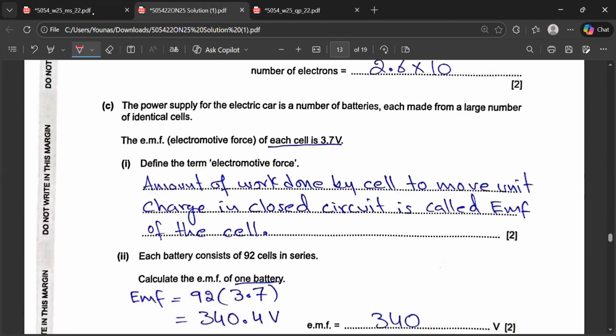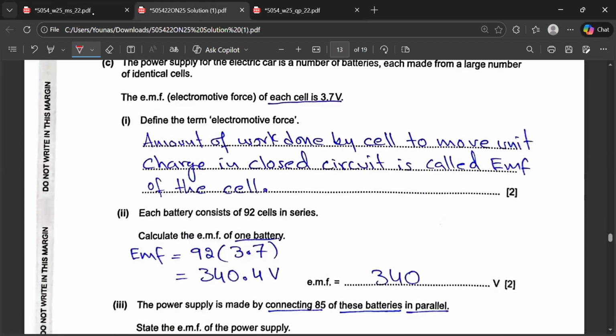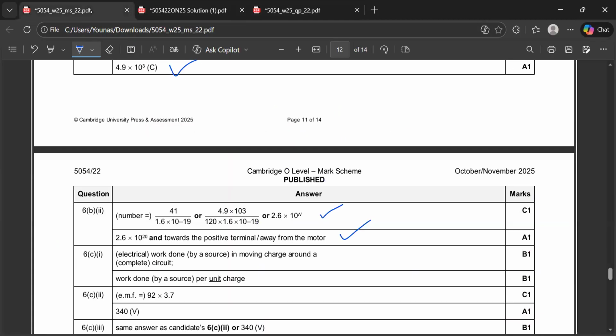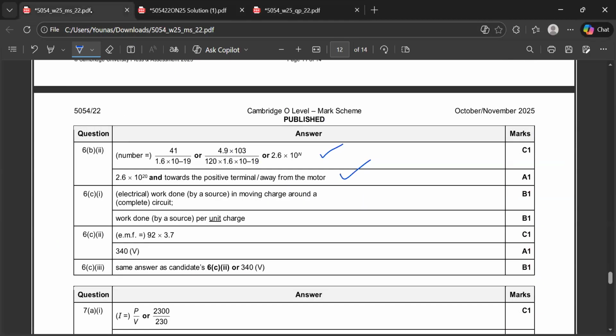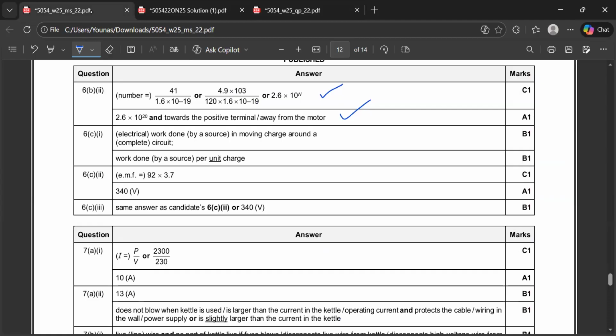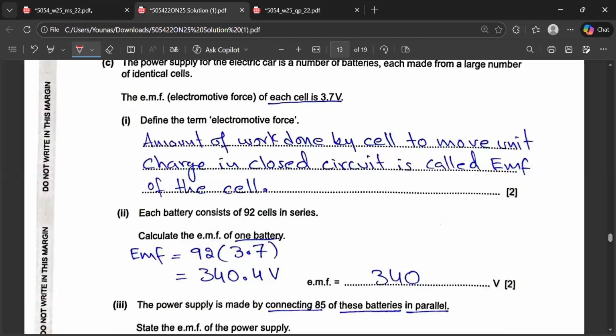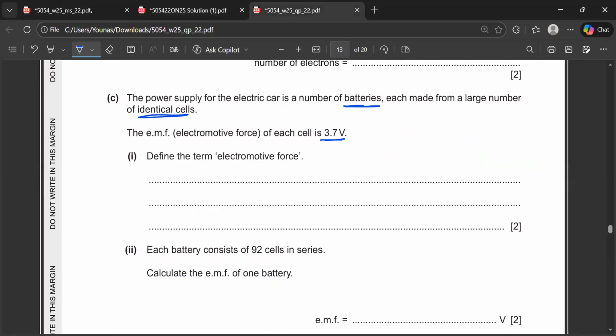It says the amount of the work done by the cell to move unit charge in a closed circuit is called the EMF of the cell. So here we go, the definition of the EMF is given here. So let me go to the next part, sir.